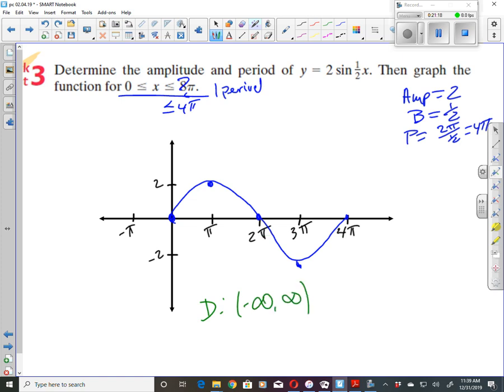Remember, these graphs continue beyond 0 and 4 pi. My range, though, has changed. My range goes from negative 2 to positive 2.